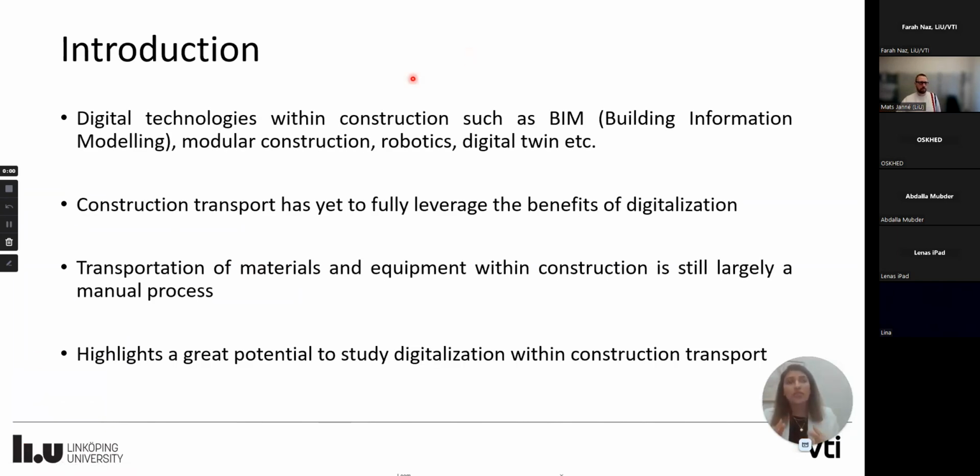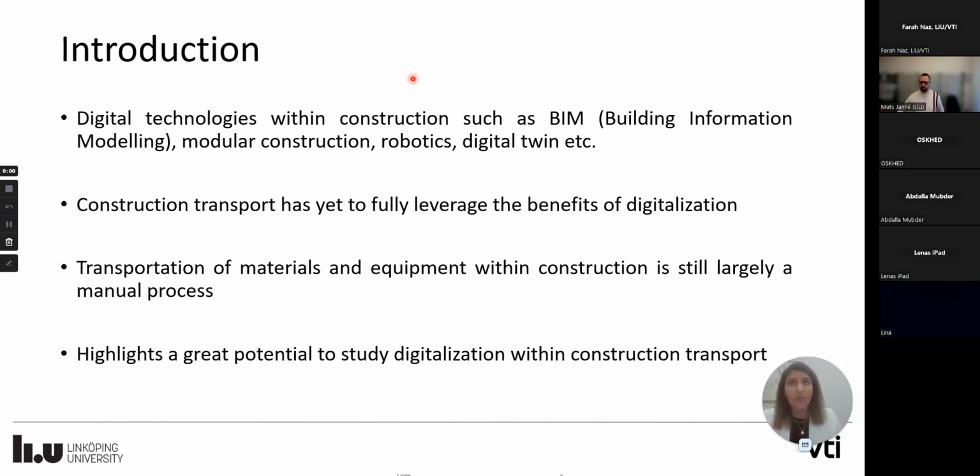So when we search for digitalization in the construction industry, we come across different digital technologies such as BIM, which is building information modeling, modular construction, robotics and automation, digital twin, and so on. And all these technologies are undoubtedly transforming the way structures are built and designed.